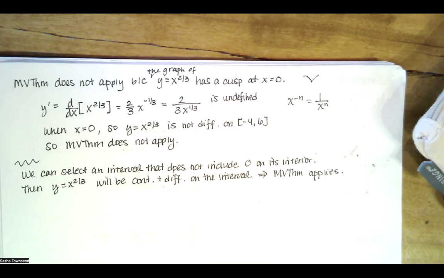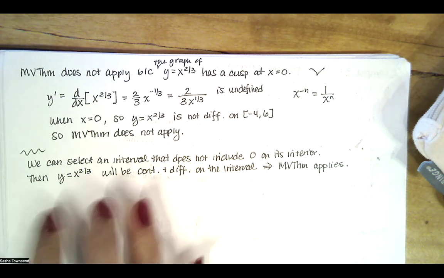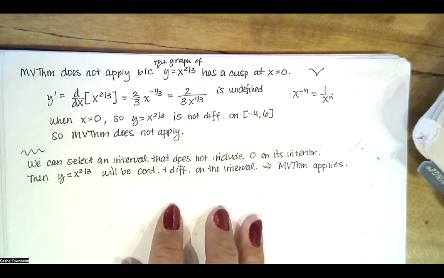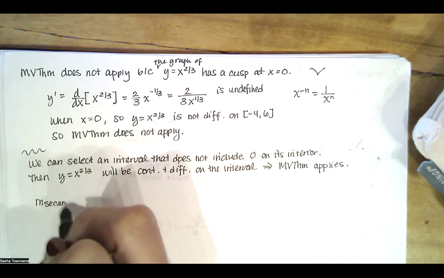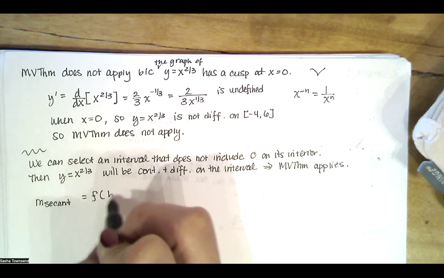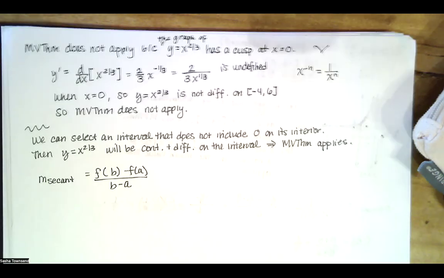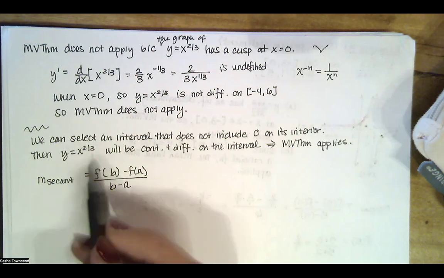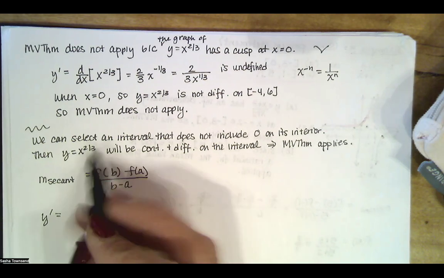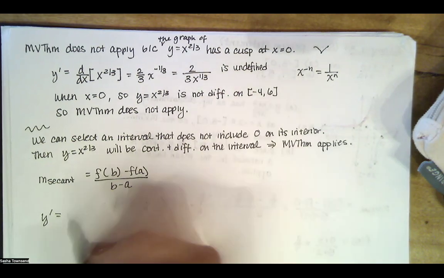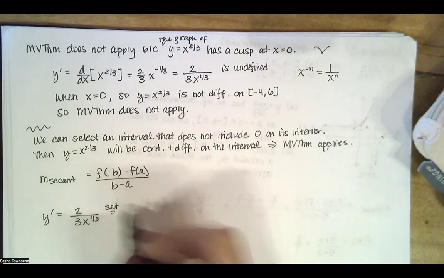Now, in that case, the x values we're looking for are those that cause the derivative to be equal to the slope of the secant line on that interval. So we want m secant to be what it always is. It's just the function evaluated at b minus the function evaluated at a, just change in y, divided by change in x. And we want the derivative of this function to be equal to m secant. y prime is the derivative of this, which we've already computed. We're going to set that equal to the slope of the secant line.